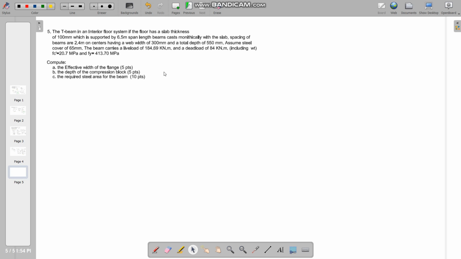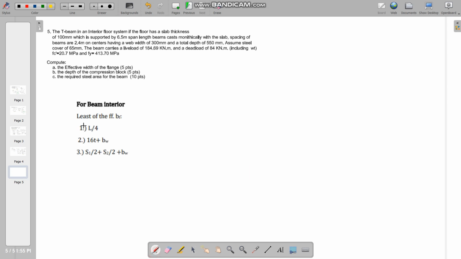So here we have the distributed live load. We have here a moment live load and a moment dead load, while parameters for concrete and steel are also given. So the first unknown is to determine the effective width of the flange, and then the depth of the compression block, and then the required steel area of the beam. Of course, we need to refer to our code in order to solve for the effective width of the flange.